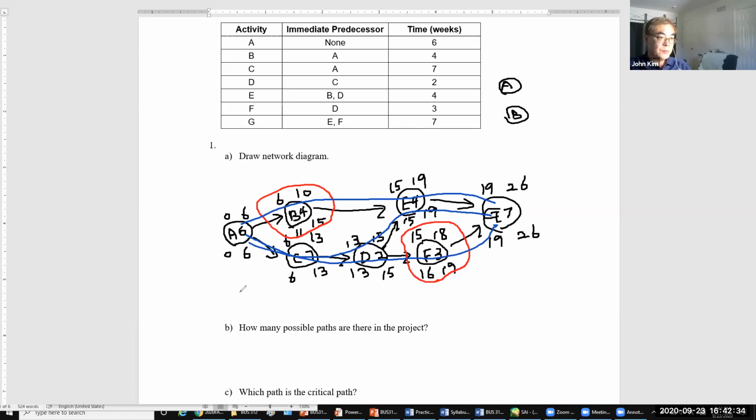They are, first one is A, B, E, Z, and next one is this way, A, C, D, E, and G. Next one is A, C, D, F, G.